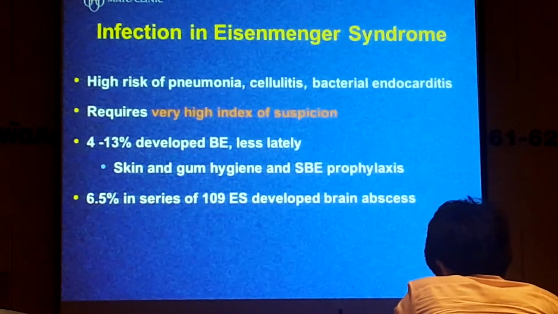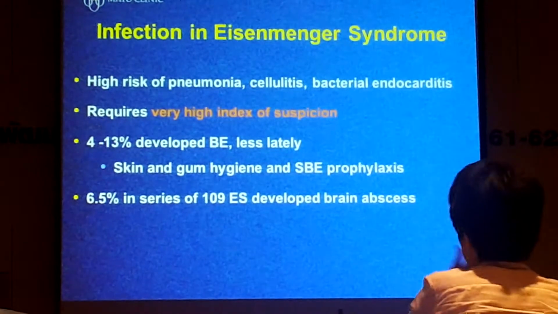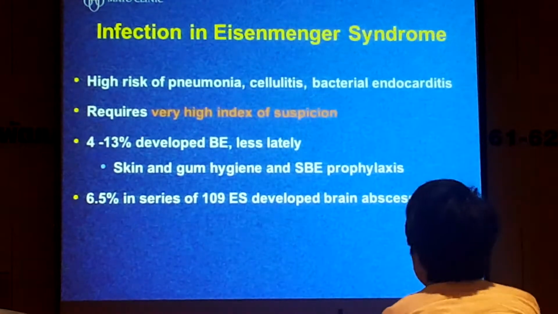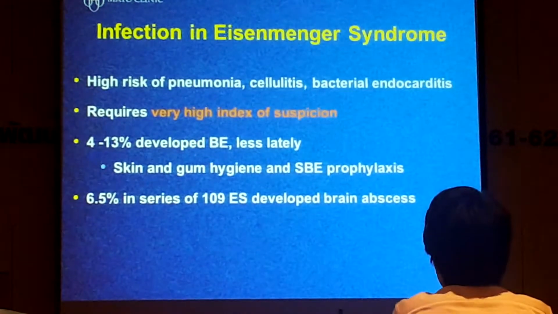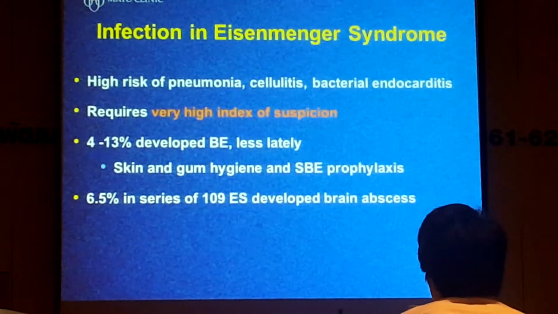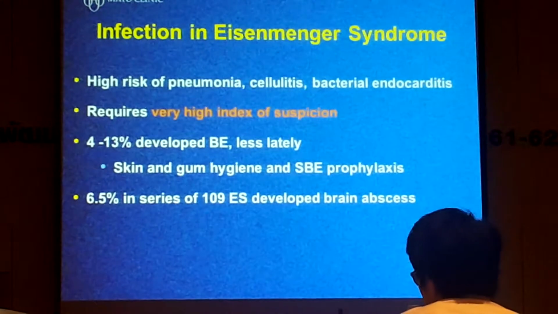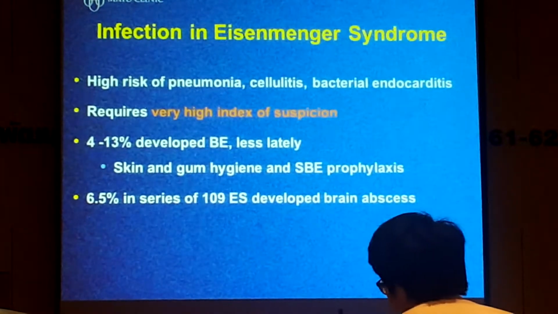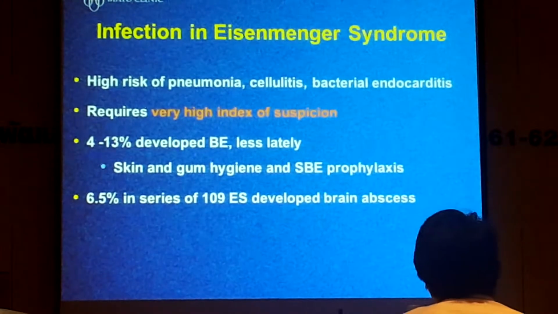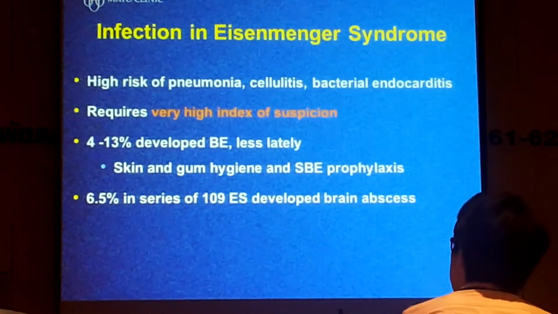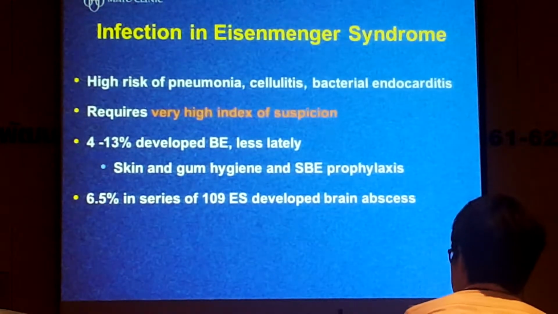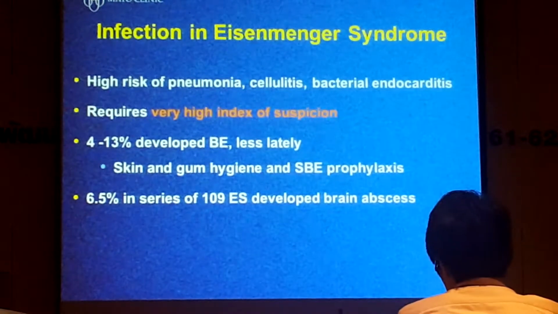What about infection in Eisenmenger syndrome? This is when Kevin came in. He was infected. Infection happens at quite a higher rate because of the cyanosis. And infection happens in the skin, in the lung, in the heart. Up to 10-13% can develop endocarditis. So we really teach our patients to be very careful about skin and dental hygiene, because this is where the portal of entry is, and around procedures.